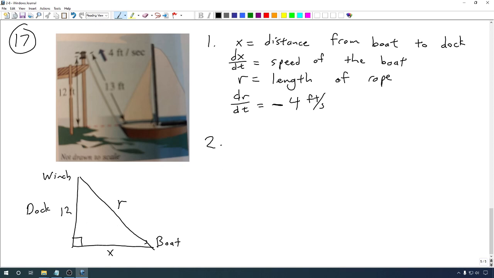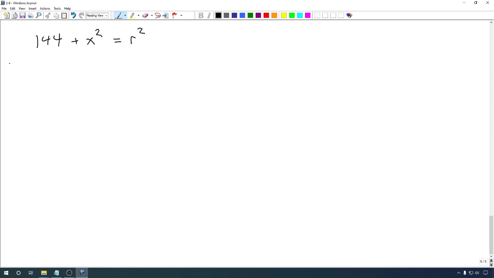The Pythagorean theorem says that if we square the legs of a right triangle, this x and the 12, and add them together, we get the square of the hypotenuse, the r. So you can say 12 squared plus x squared is equal to r squared. Or I can go ahead and replace 12 squared with 144. Okay, a little bit more room to work on it.